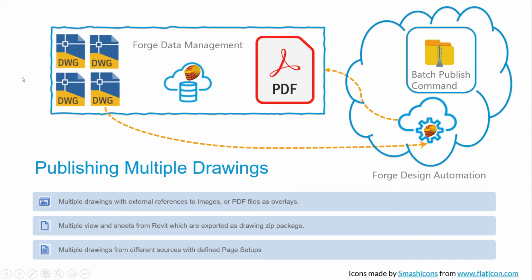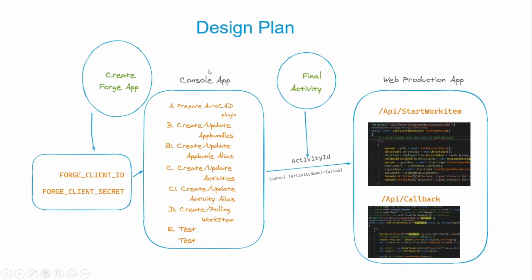So this is a design. There are a bunch of drawings as a zip package located in Forge data management. We'll download it, we'll use a command to process it, and we'll send a PDF back to the OSS storage. So this is a design plan for our application. This is the web production app, and I have a console app.